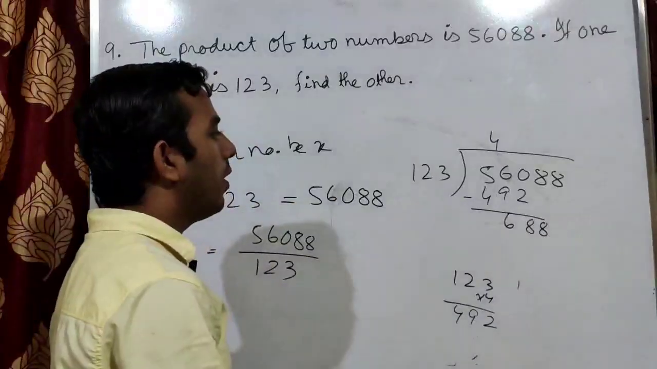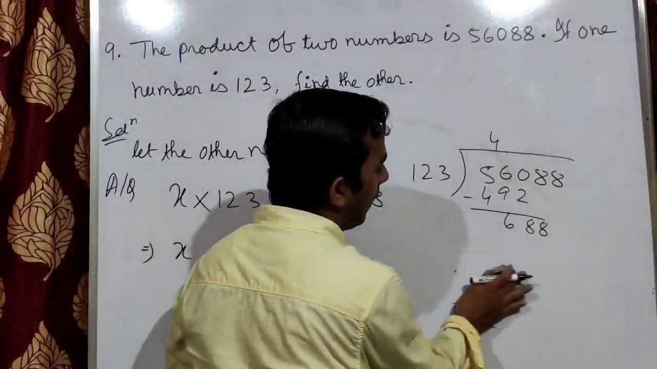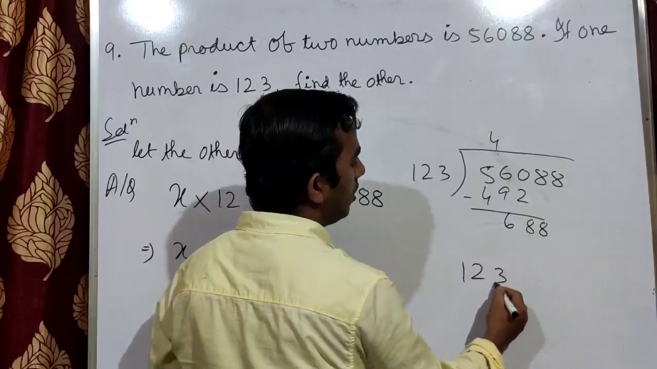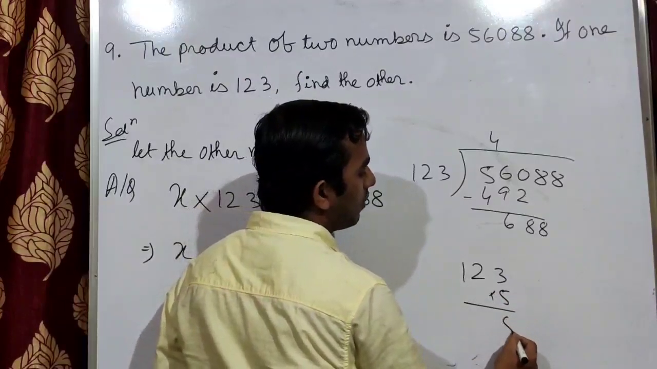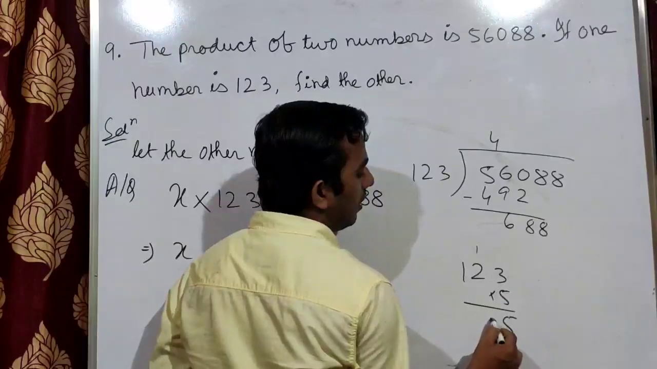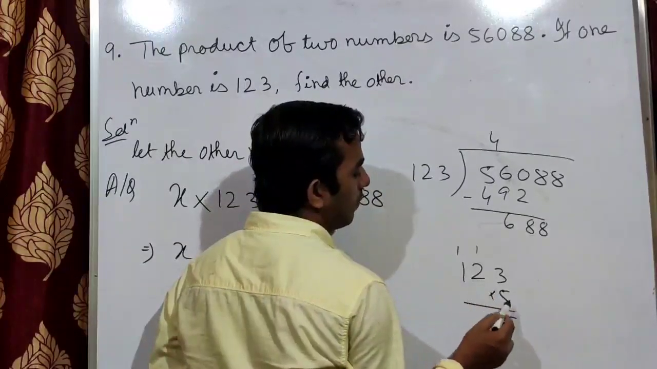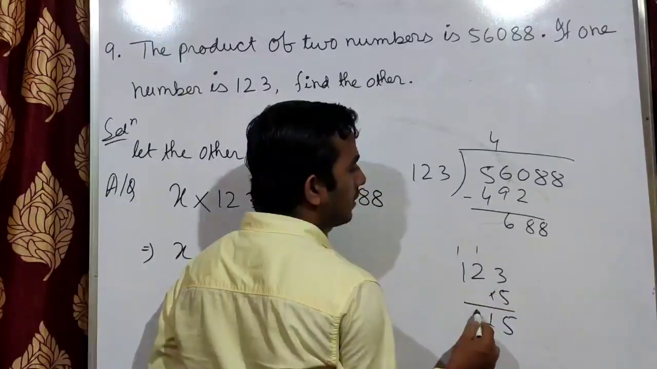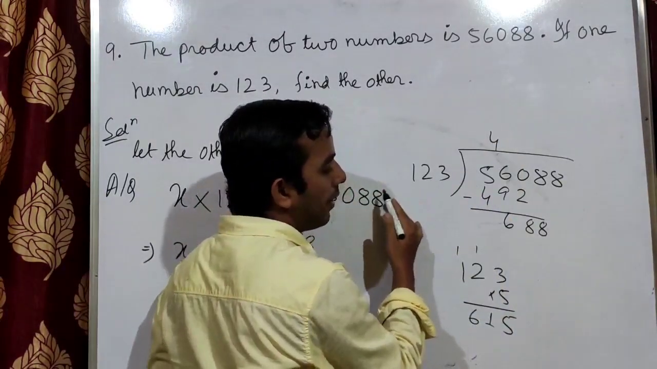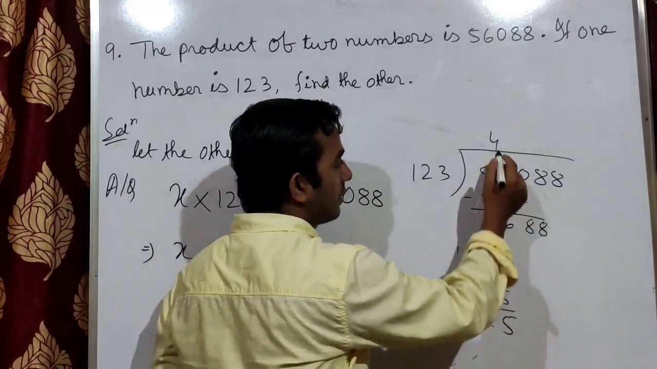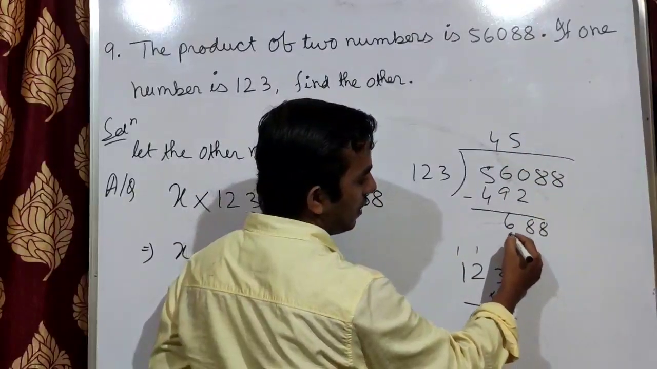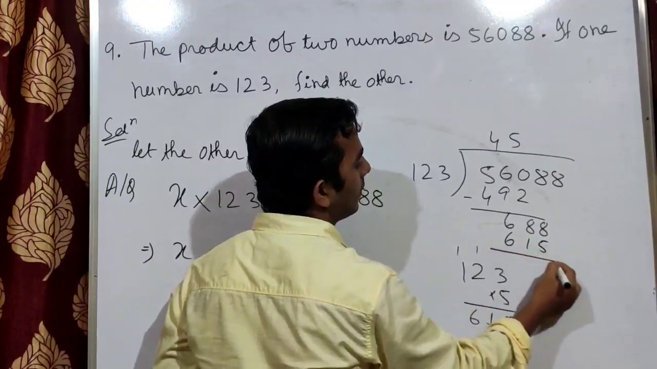Now let us multiply 123 with 5. 5 into 3 is 15, remainder 1. 5 into 2 is 10, then remainder 1 plus it is 11. Then 5 into 1 is 5, then 1, 6. 615. So if we multiply 123 with 5, we get the result 615.